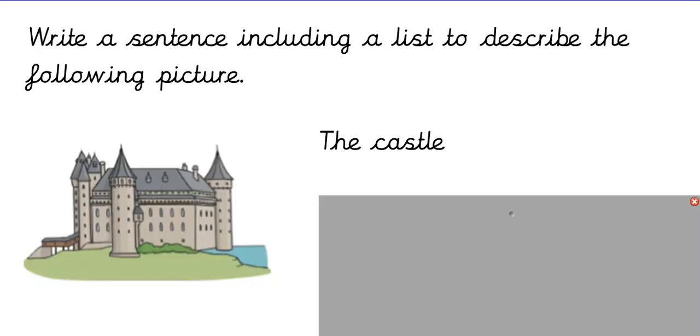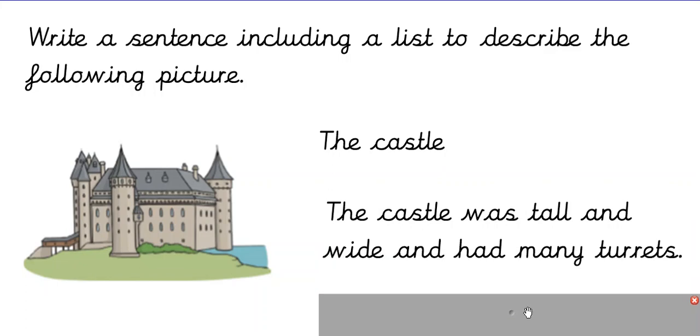So, if we were asked to write a sentence including a list to describe this picture, we have a picture of a castle. So we're going to start the sentence with "the castle." Now the sentence that I have come up with is: the castle was tall and wide and had many turrets. Okay, so first of all, what I'm going to do is highlight where I've used the word "and." I've got "and" there and there.